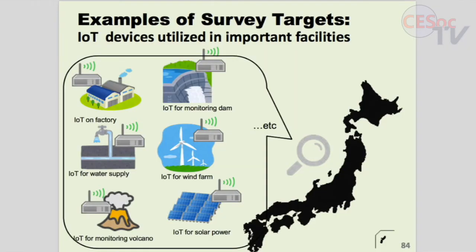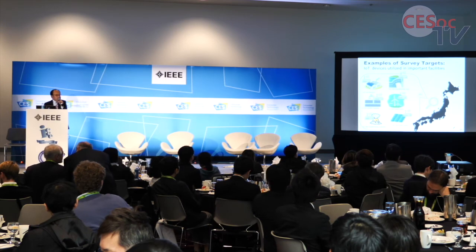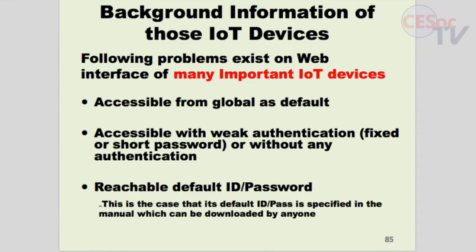As for the important facilities, examples are IoT monitoring of dams, water dams, IoT for wind farms, IoT for solar power, IoT in factories, water supply, and monitoring, etc. So there are several types of applications of IoT devices in important environments. And as a background, we have already known these kinds of problems.